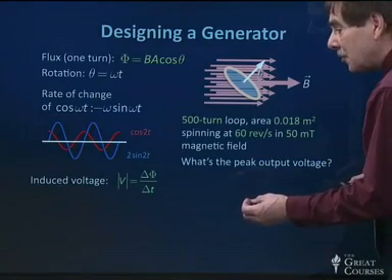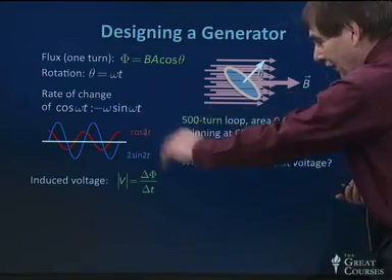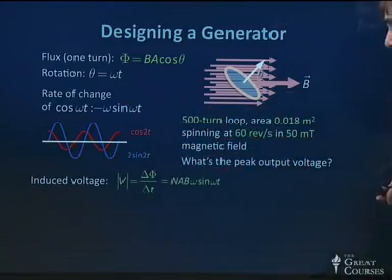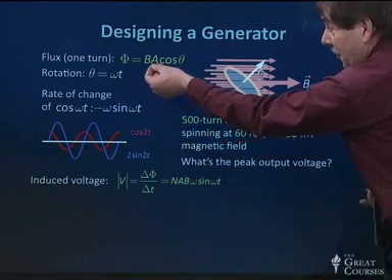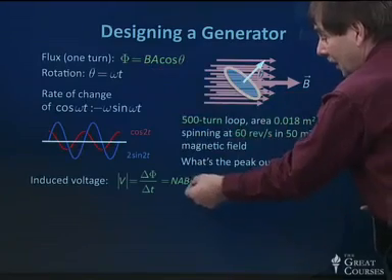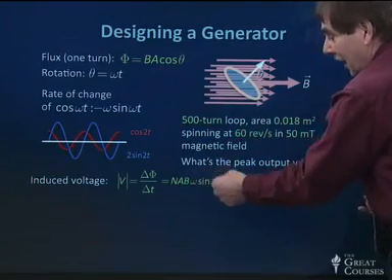So we know that the induced voltage is always the rate of change of the magnetic flux, and now we've sort of figured out how to get that rate of change. That's going to be the magnetic flux, or rather the rate of change. The magnetic flux was BA cosine theta. That's going to be BA, and then the rate of change of cosine theta, and there it is.